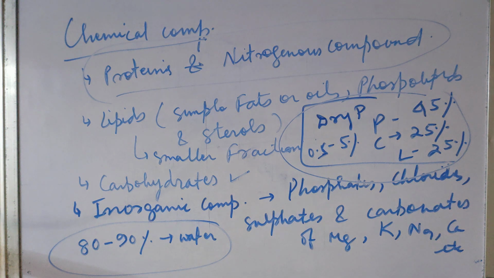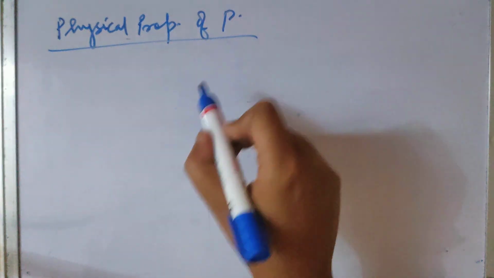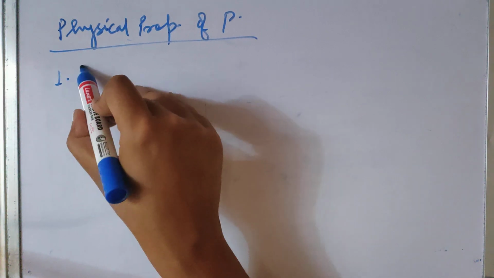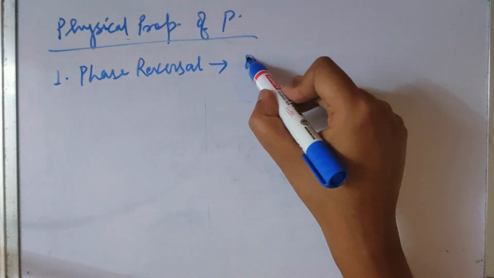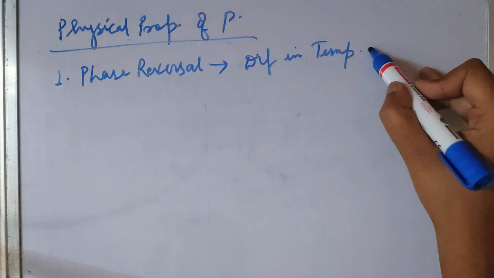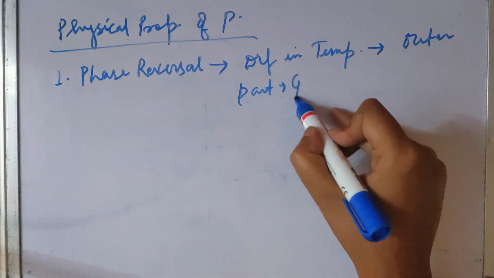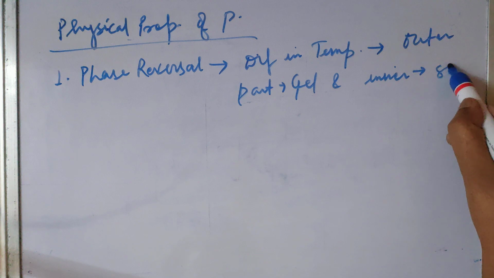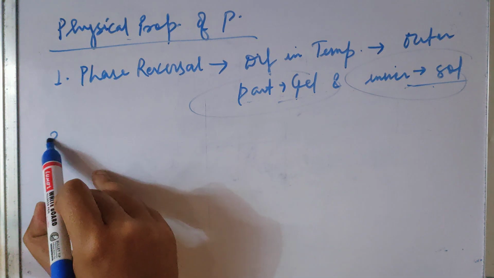You should know it. Now moving on, what are the physical properties of protoplasm? First of all, phase reversal. It is due to a difference in temperature between the outer part, which is gel, and the inner part, which is sol. So there is a difference of temperature between gel and sol, so here we can see phase reversal.